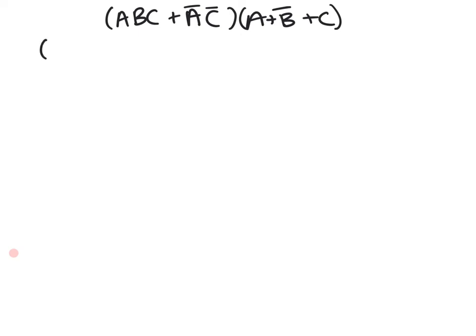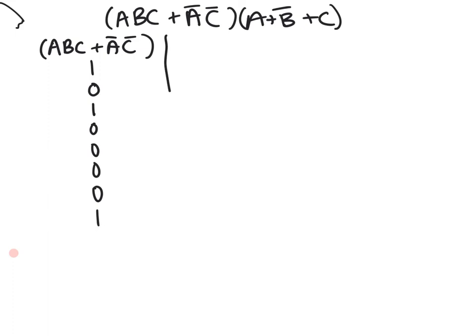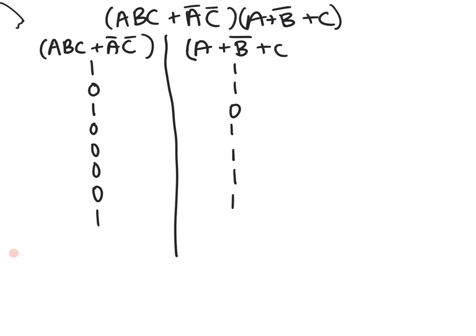So the first term was A, B, C plus all of that, and the truth table for that was as follows. So 1, 0, 1, 0, 0, 0, 0, 1. And then our next one was A plus not B plus C, and that was true a bunch of times. So 1, 1, 0, and then the rest of these were all ones.